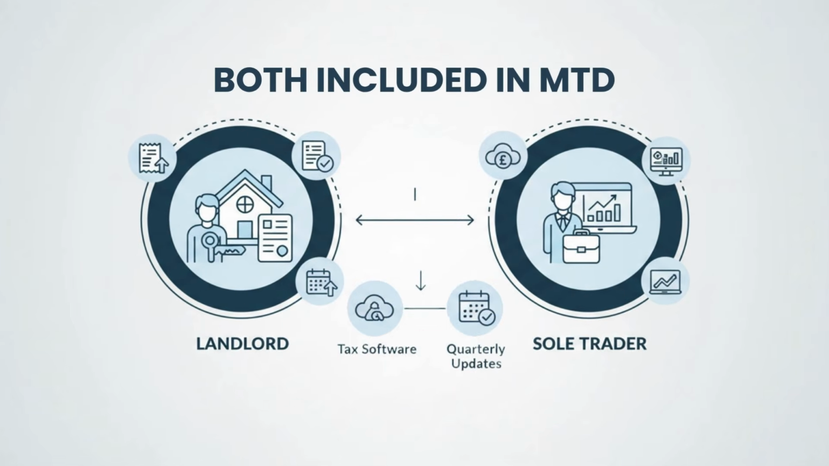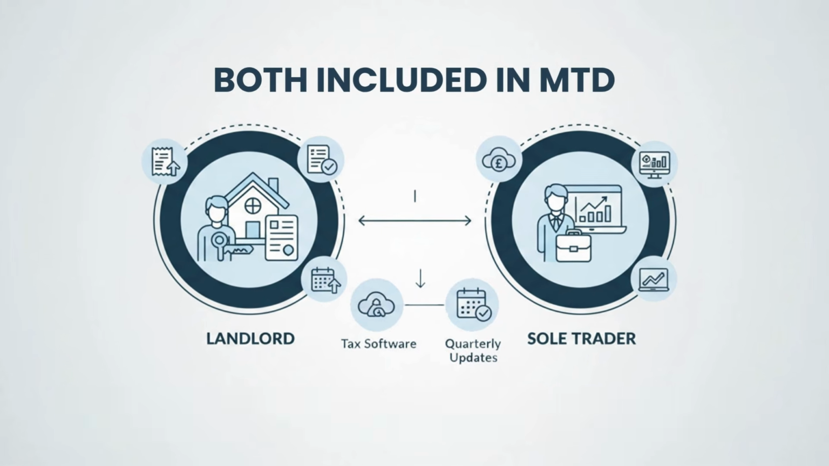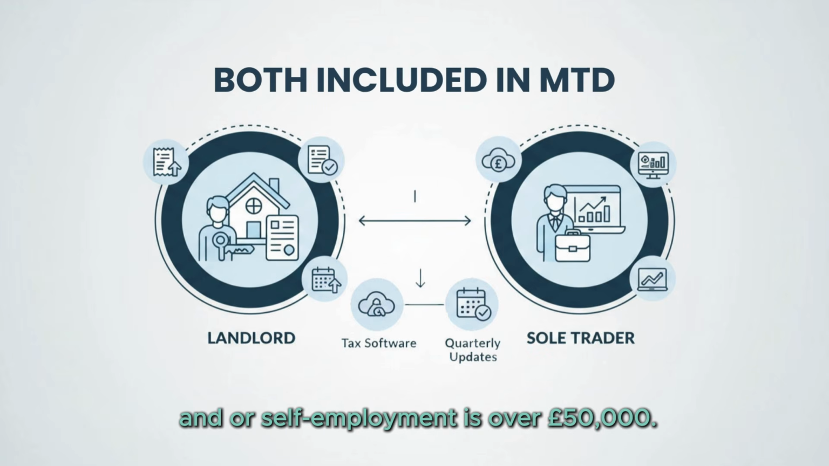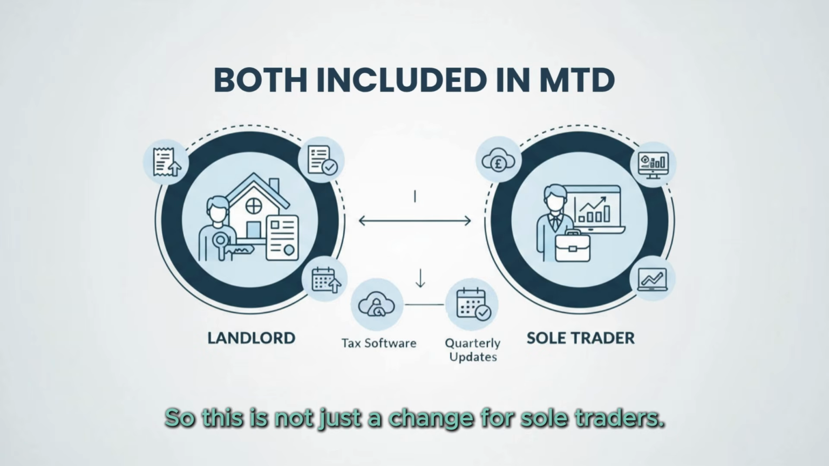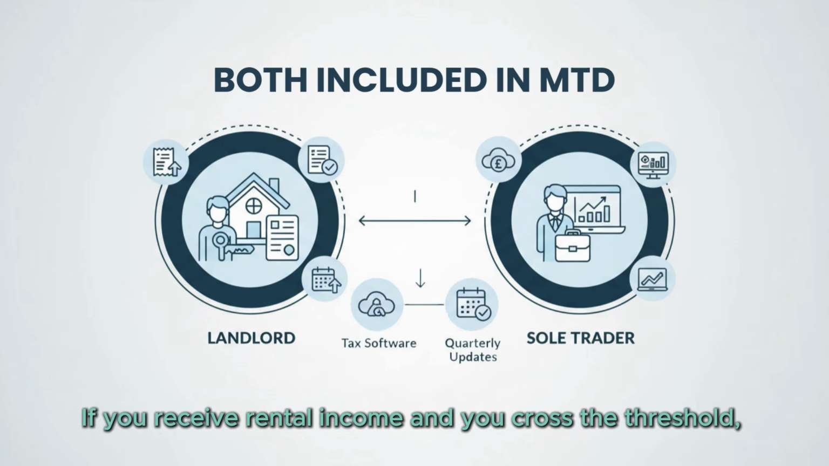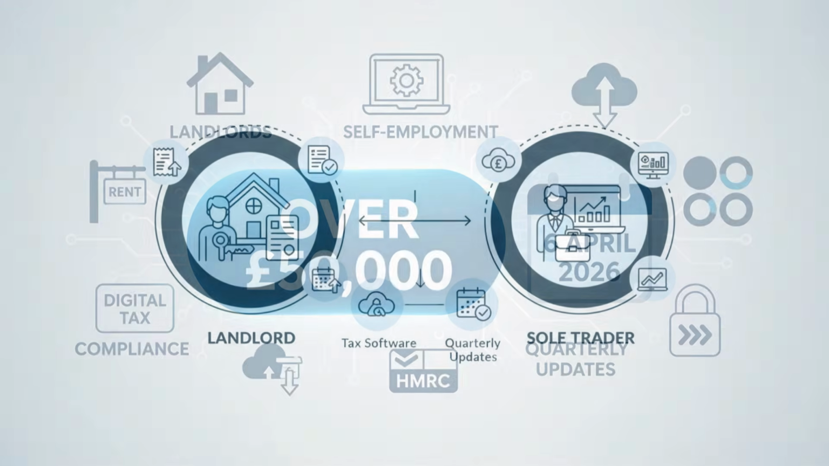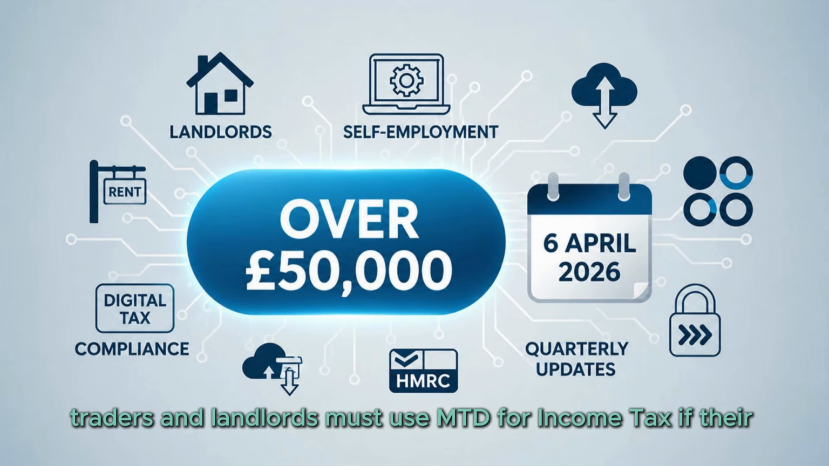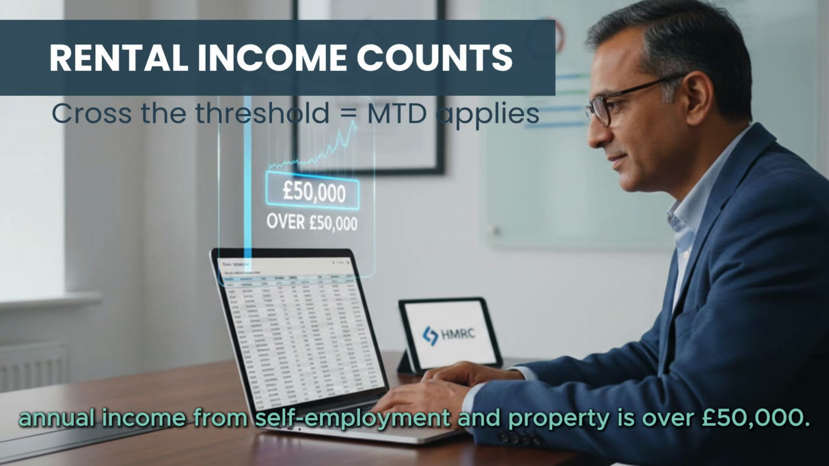Yes. From the 6th of April, 2026, landlords will be required to use Making Tax Digital for income tax if their qualifying income from property and/or self-employment is over £50,000. So this is not just a change for sole traders. If you receive rental income and you cross the threshold, MTD can apply to you too. HMRC's current guidance says that from the 6th of April, 2026, sole traders and landlords must use MTD for income tax if their annual income from self-employment and property is over £50,000.